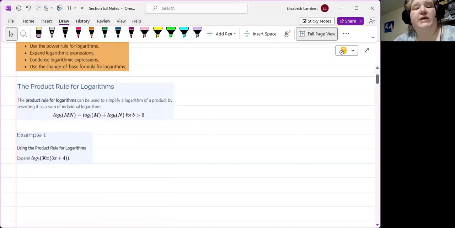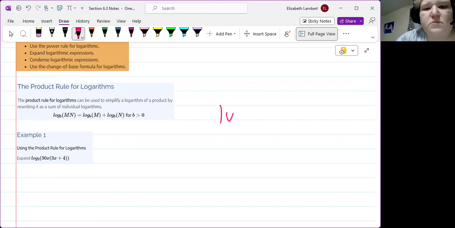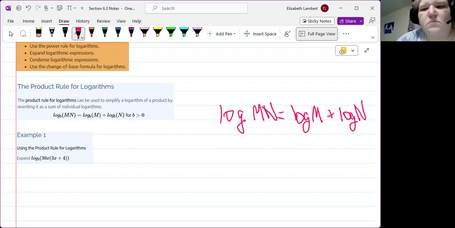So our first one here, the product rule, is if I am taking the log of a product, I can split that into the sum of individual logarithms. Now we use this rule in either direction. So the log of a product is log of m plus log of n.